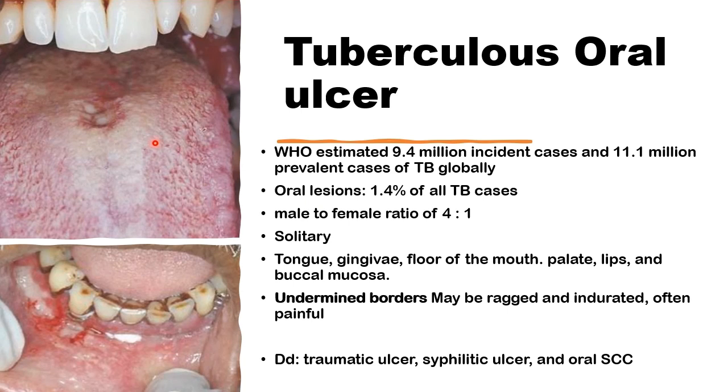The characteristic feature is this: the rolled undermined border. This undermined border may be ragged and is often painful. The differential diagnosis includes things like traumatic ulcer, syphilitic ulcer, or squamous cell carcinoma ulcer. All are solitary chronic oral ulcers.